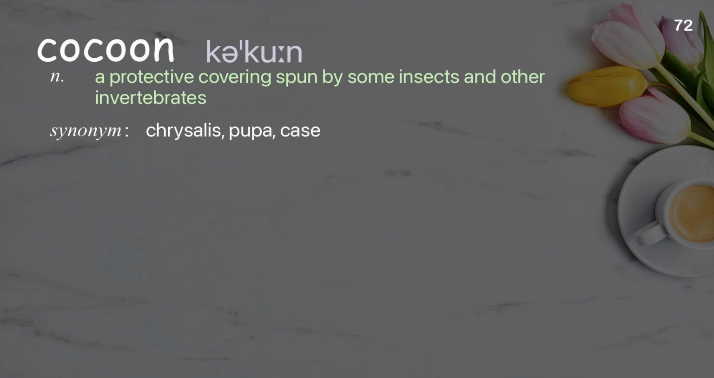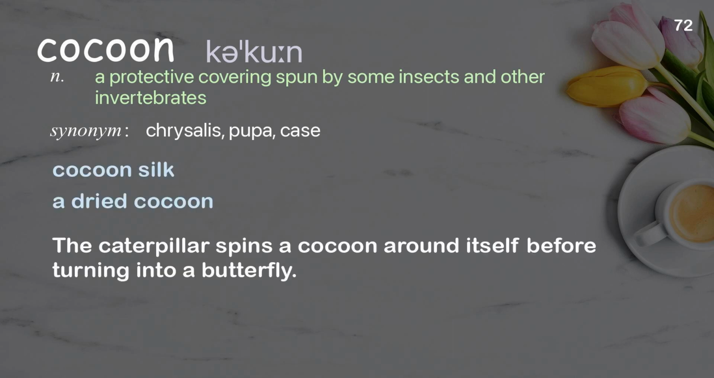Cocoon. A protective covering spun by some insects and other invertebrates. Examples: Cocoon silk. A dried cocoon. The caterpillar spins a cocoon around itself before turning into a butterfly.